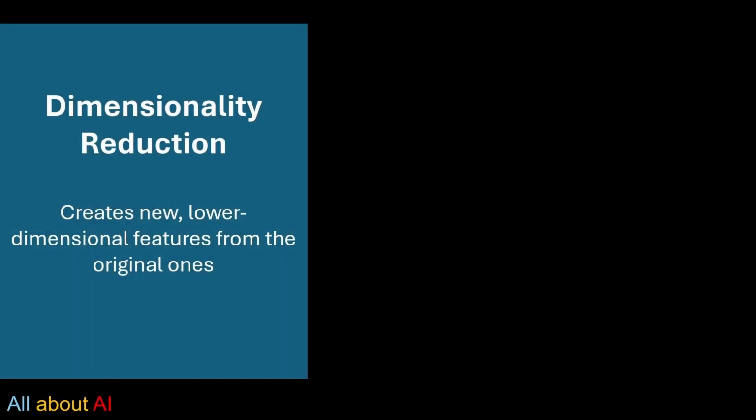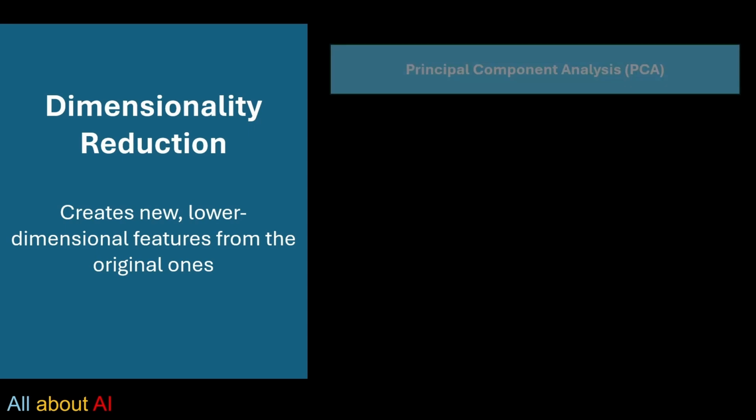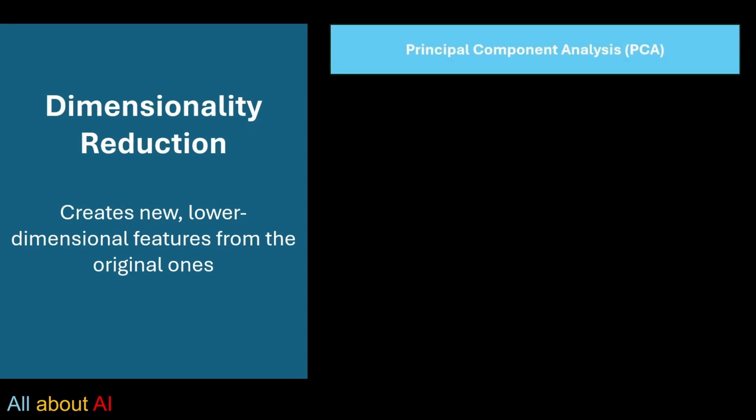Next, we have dimensionality reduction. Here, we create new lower dimensional features from the original ones. Some of the most popular dimensionality reduction methods are principal component analysis, also called PCA. PCA is a linear technique that transforms data to a lower dimension space by finding the directions that maximize the variance.